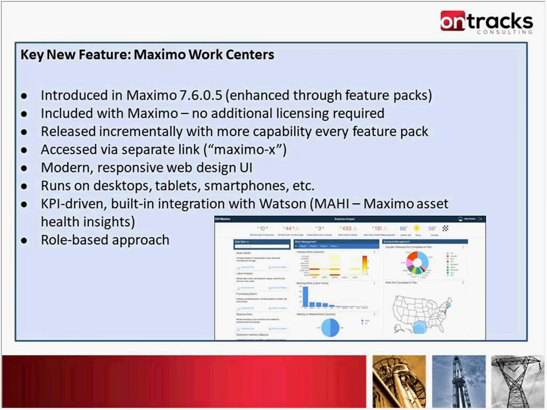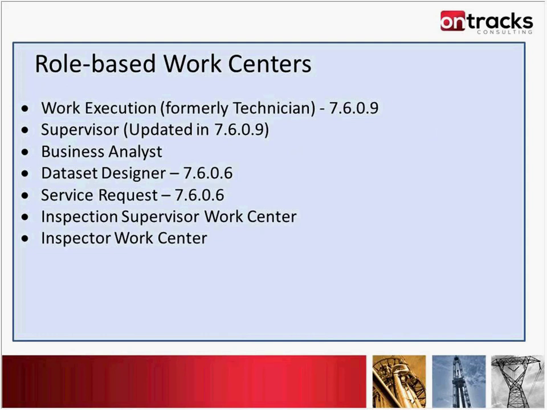IBM has taken a role-based approach for these. I believe there are 7 different work centers available to us in 7.6.09. Here are the different work centers. Work execution was formerly technician, but now it's called work execution in 7.6.09. This allows us to manage all our tasks assigned to us through your supervisor. You can view planned materials, planned tools, and basically anything that's needed to complete that assignment.